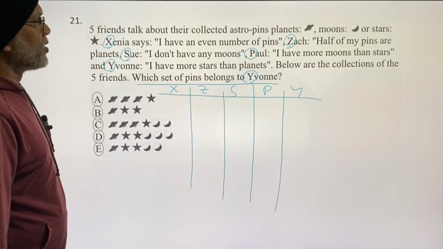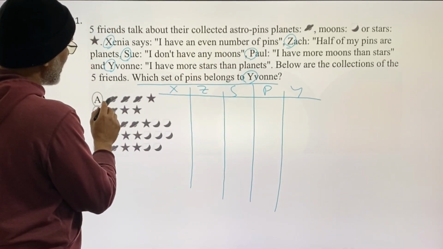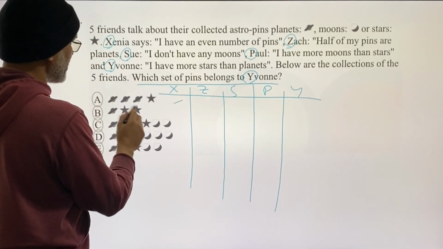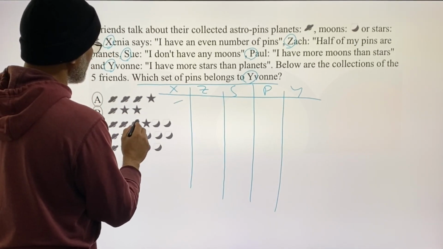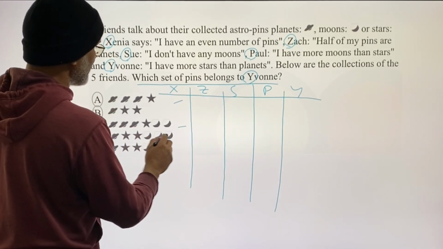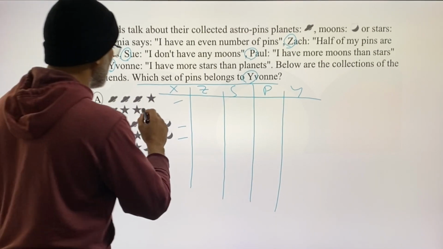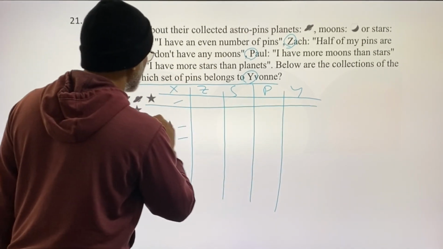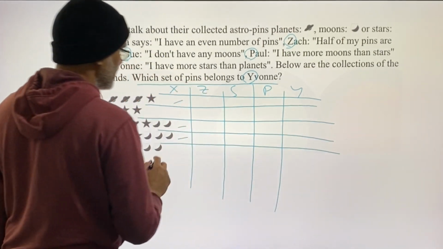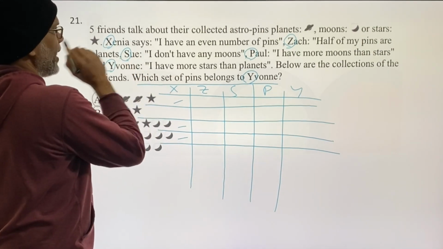All right. So what does X say? I have an even number of pins. So 1, 2, 3, 4. So this is possible for X. 1, 2, 3. This is not possible. 1, 2, 3, 4, 5, 6. This is also possible. 1, 2, 3, 4, 5. So this is not possible. All right. So let me also draw it like this. All right. Now, okay, X is done.